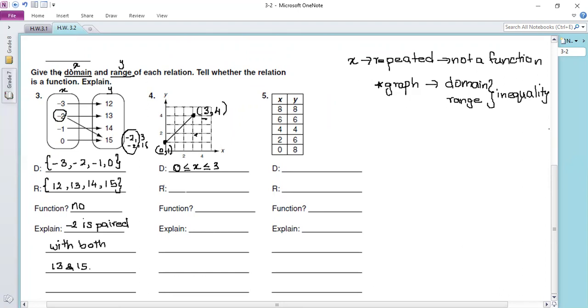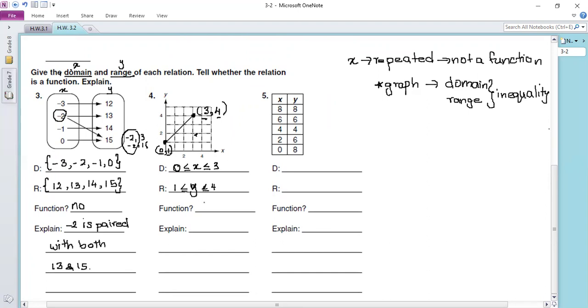Similarly, for the value of range, that's the value of y, we take the y values. So we have 1 and 4, which means start with 1 is less than or equal to y, not x, it's y, less than or equal to 4. So this is how you write the domain and the range when a graph is given. You must write it in an inequality form.